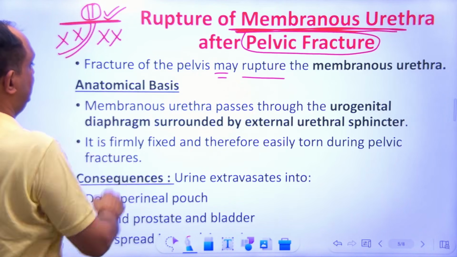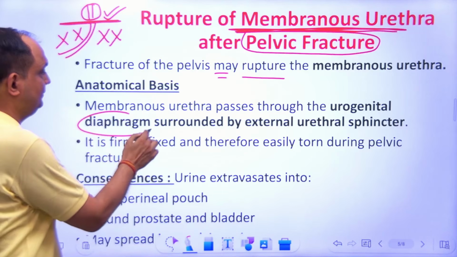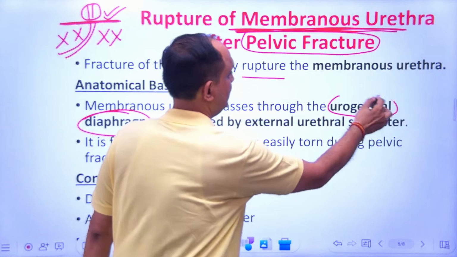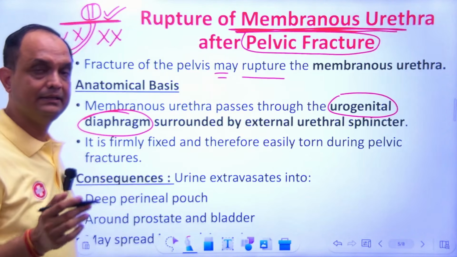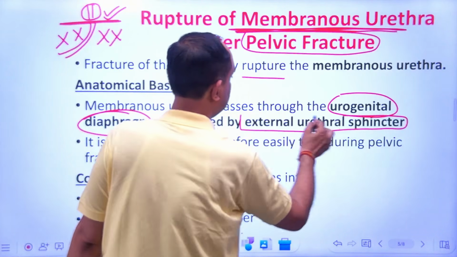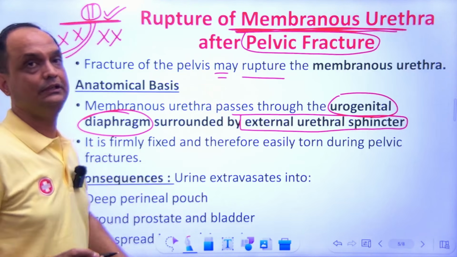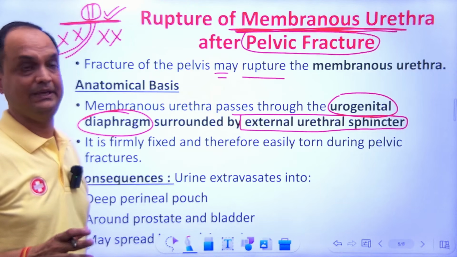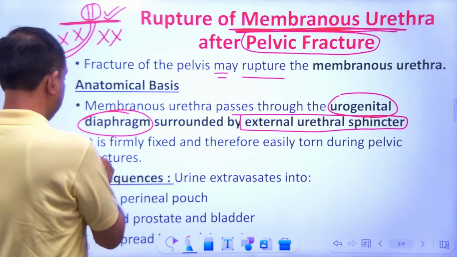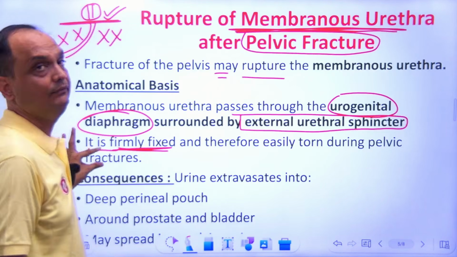So what is the anatomical basis? The membranous urethra passes through the urogenital diaphragm. What is the name of the diaphragm? Urogenital diaphragm. And in this diaphragm, the membranous urethra is surrounded by the external urethral sphincter. So definitely when there is an injury, the external urethral sphincter will also be damaged. Now it is firmly fixed and therefore easily torn during a pelvic fracture.